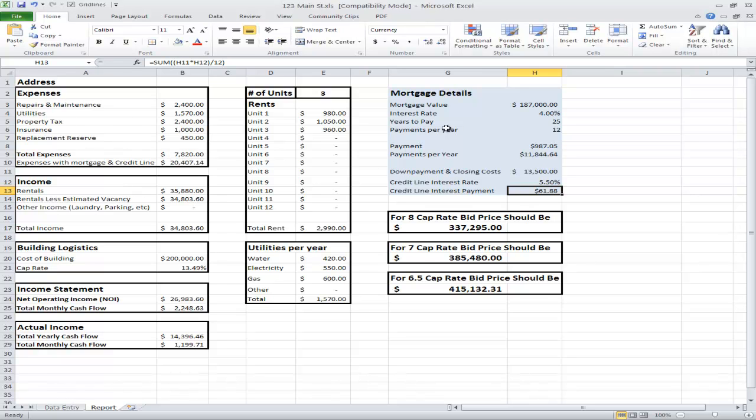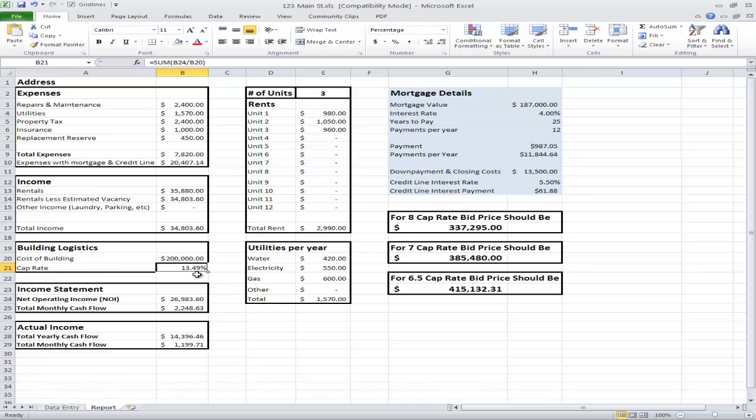So we have our expenses. We can see what our mortgage is doing. Our income, rentals. Okay, we are expecting to bring in $35,880 per year in rental, minus the vacancy rate. So if the vacancy rate kicks in, we have accounted for that. So the total income, $34,000. Okay, building logistics. The cost of the building is $200,000. We have a cap rate of 13.49%. That's amazing. That's a fantastic number.